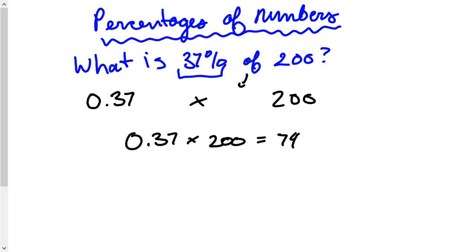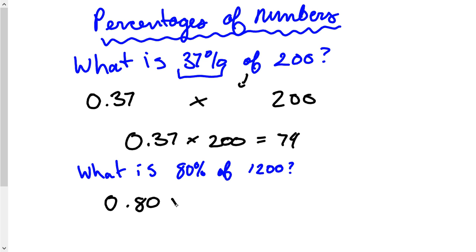Let's do another example here. Let's say what is 80% of 1200. Same thing. We have to convert 80% to a decimal, and in this case, it's just 0.80 times 1200 is equal to 960. Oh, let me rewrite that. It's not very nice looking.